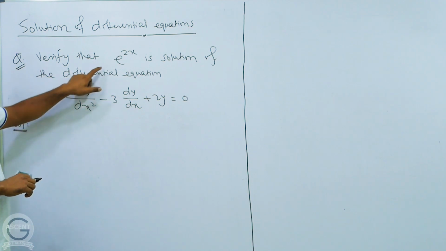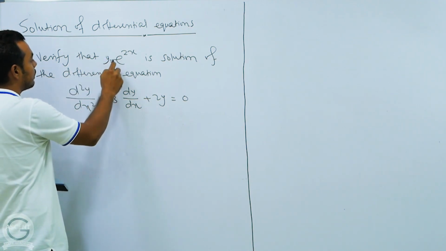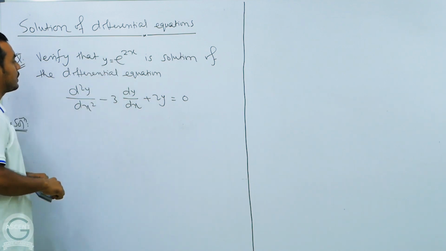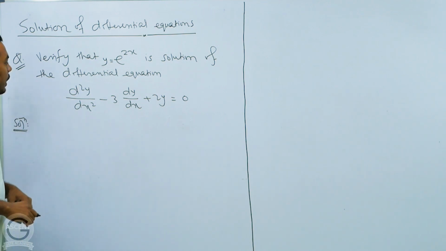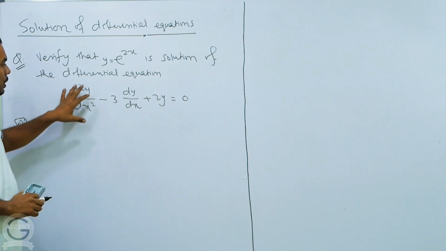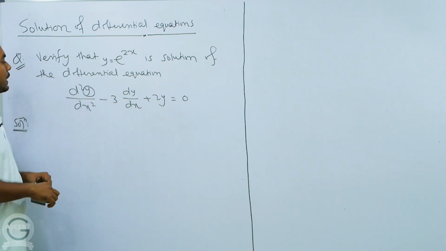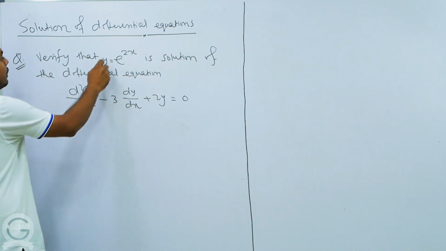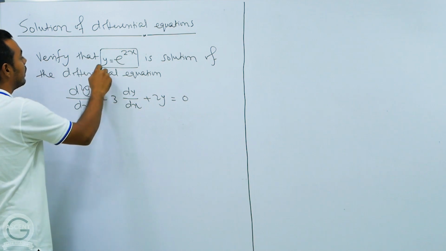The question is: verify that this function, y equals e to the power 2x, is the solution of this differential equation. As I have said earlier, solving a differential equation means finding this function y which will satisfy the differential equation. So here we only have to verify that this is the solution of the given differential equation.